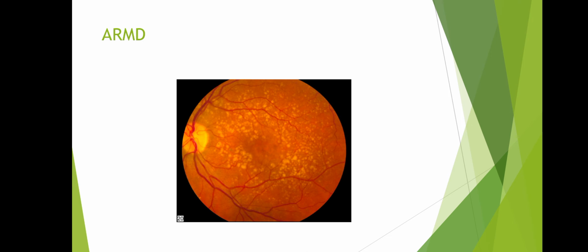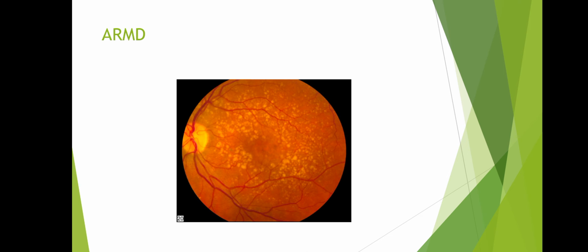There are two types of ARMD: non-exudative, that is dry ARMD, and exudative, wet ARMD. Non-exudative is the most common type and it is due to slow and progressive atrophy of the retinal pigment epithelium and photoreceptors. There is progressive loss of vision over several months to years. Clinically, it appears as sharply circumscribed areas of retinal pigment epithelium atrophy with varying degrees of loss of choriocapillaris. Treatment: there is no effective treatment in this condition. We can go for low vision aids.